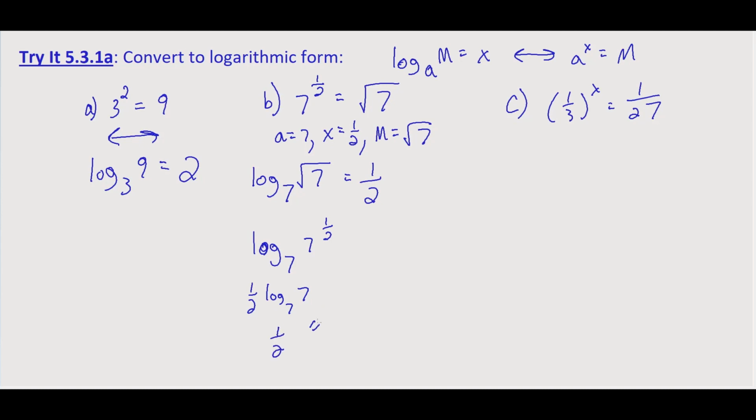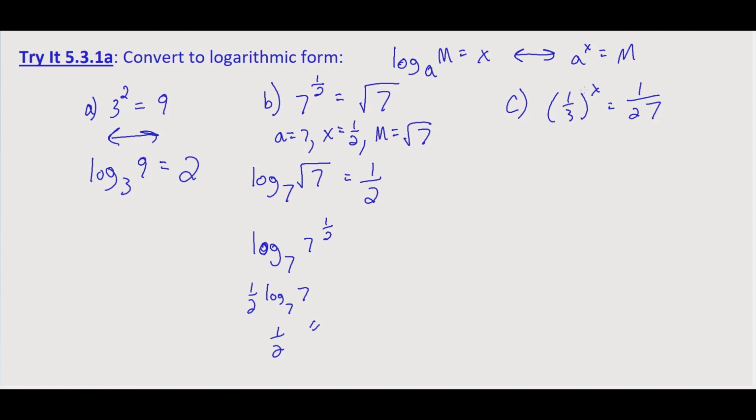And that's essentially what each one of these is saying, because if we converted this at the beginning, 7 to the 1/2 equals the square root of 7. Well, the square root of 7 is 7 to the 1/2. So we're saying that 7 to the 1/2 equals 7 to the 1/2. Same thing with 3 squared equals 9. We're saying 3 times 3 equals 3 times 3. The main point of these, again, is to convert between exponential and logarithmic forms. We already know that the statements are true.